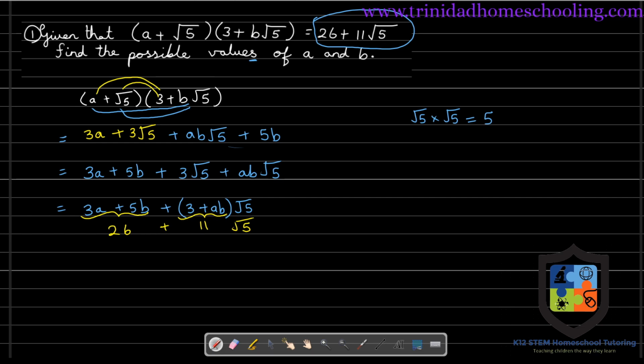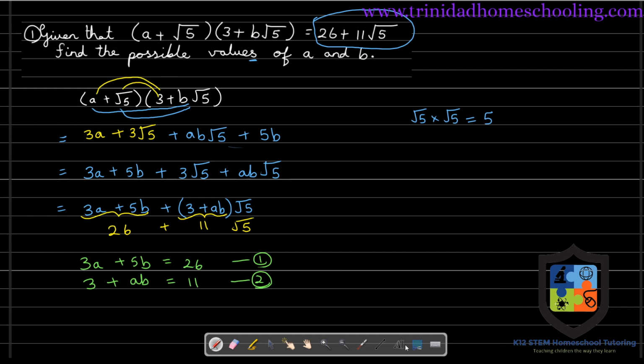The next thing to do now is to make two equations. So our two equations would be 3a plus 5b is equal to 26, and the other equation would be 3 plus ab is equal to 11. That will be our second equation. So now we need to solve these two equations.